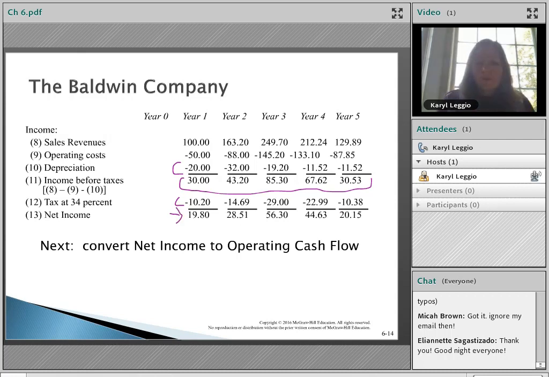Okay, so we've got all our pro forma net income. That's the pro forma income statement done. And if you were an accountant, you're good, you're golden. But we're not accountants, we're in finance. And so now we have to take those income numbers and convert them to cash flow numbers.